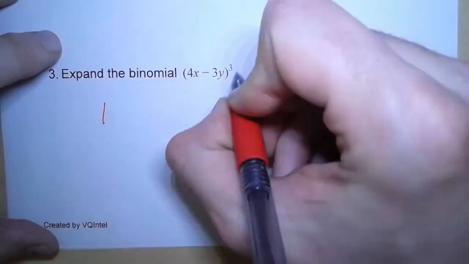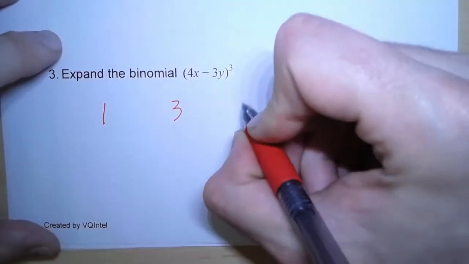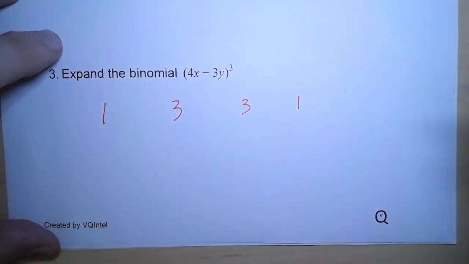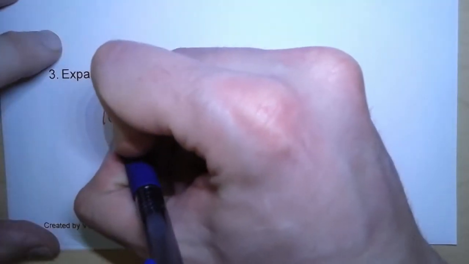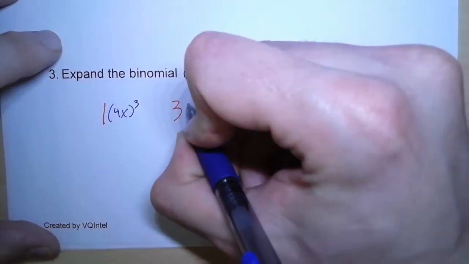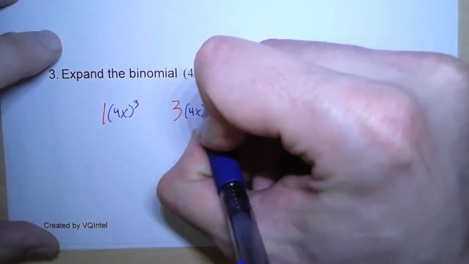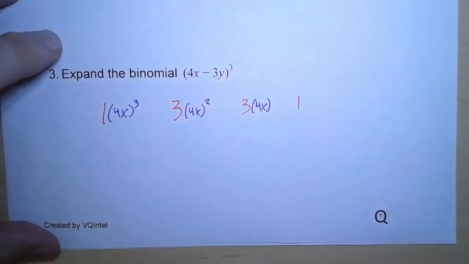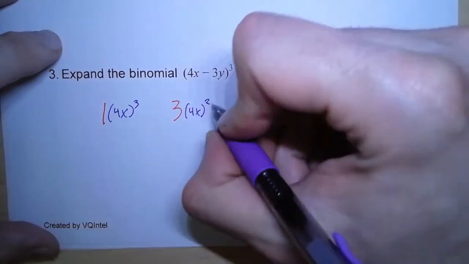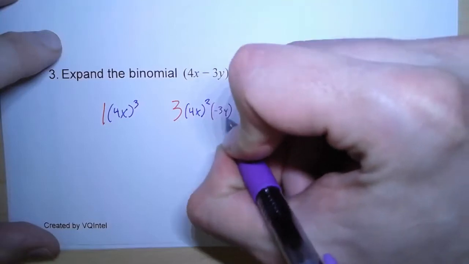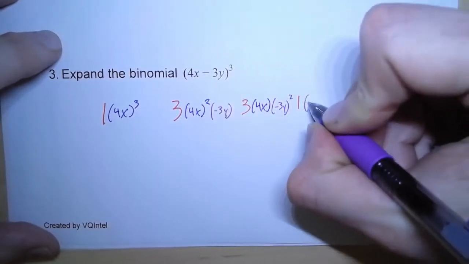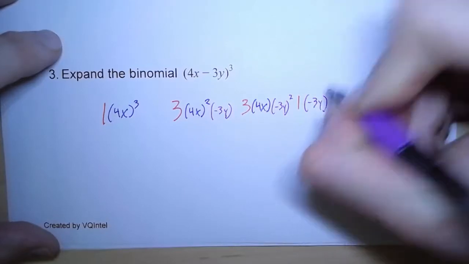So with number 3, here we've got x and y, and they both have coefficients in front of them inside. So since it's 3, it's going to be 1, 3, 3, 1. And so we start with 4x to the 3rd, and then with 4x, that exponent is going to go down. So we have 2 and 1. Then we have negative 3y, and then that power is going up. So negative 3y squared and negative 3y cubed.